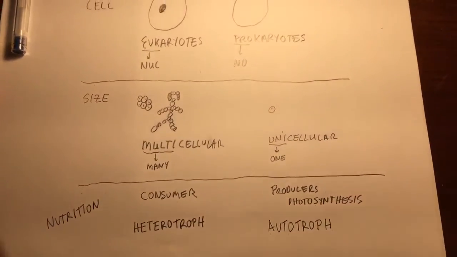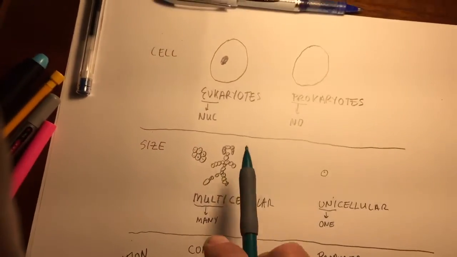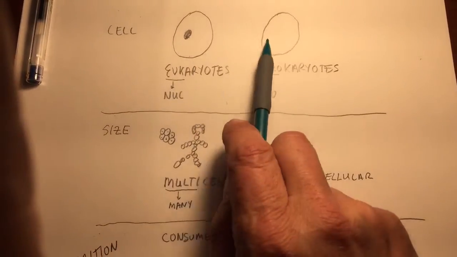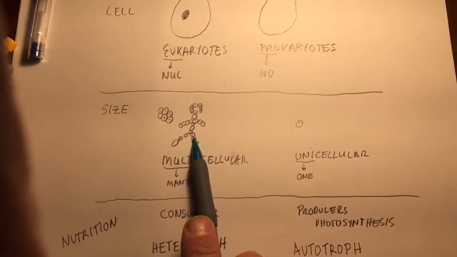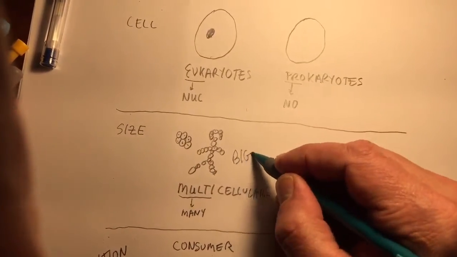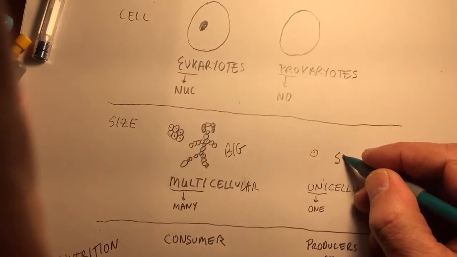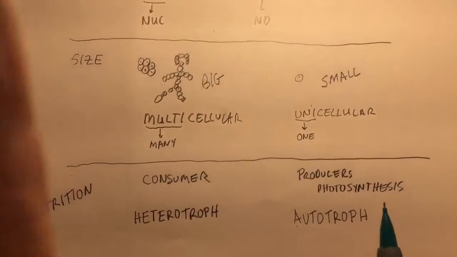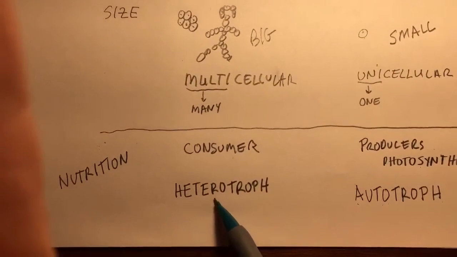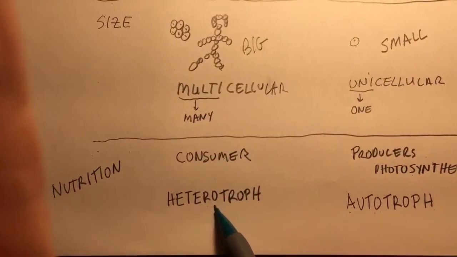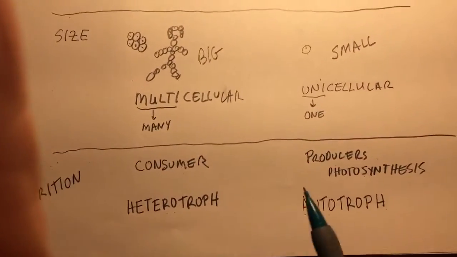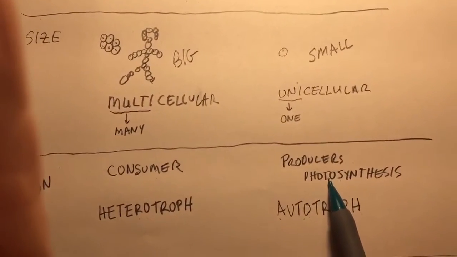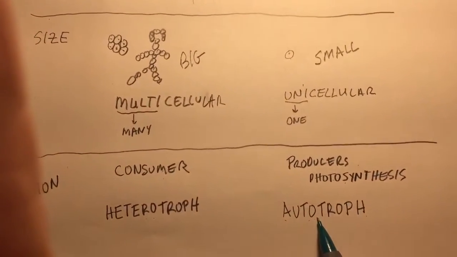So those are the words you're going to come across in these next videos, right? Eukaryotes and prokaryotes. Euk, nuke, pro, no. Multicellular creatures that are big, right? You can usually see them. And these guys that are single cells, unicellular, are small. And then creatures can either be consumers, meaning they eat other things, or we sometimes call them heterotrophs, or they can be producers, which do photosynthesis in most cases, or they are autotrophs.